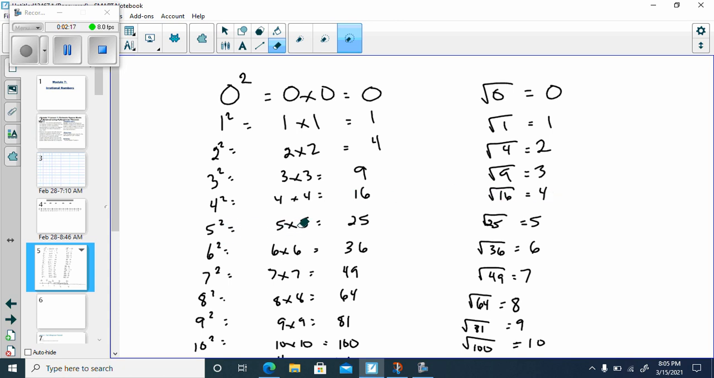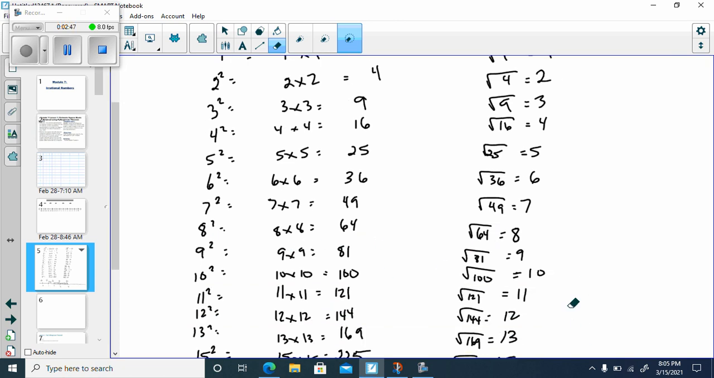5 squared, which is 5 times 5, equals 25, so the square root of 25 is 5. 6 squared is 6 times 6, which is 36, so the positive square root of 36 is 6. 7 squared, which is 7 times 7, is 49, so the positive square root of 49 is 7. 8 squared is 8 times 8, which is 64, so the positive square root of 64 is 8. 9 squared is 9 times 9, which is 81, so the positive square root of 81 is 9.